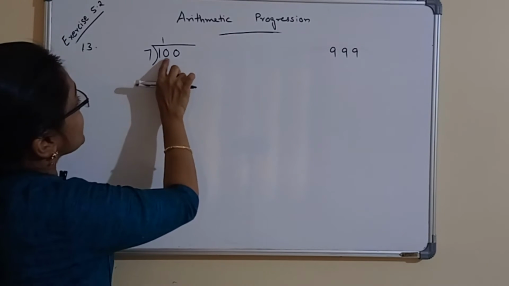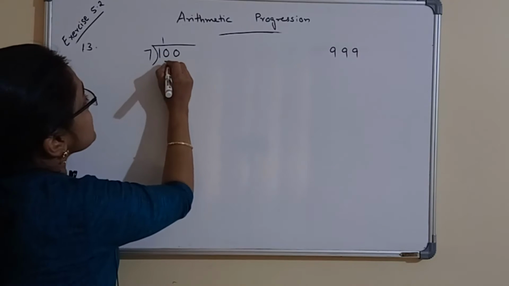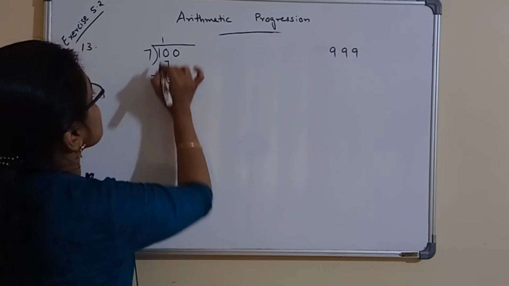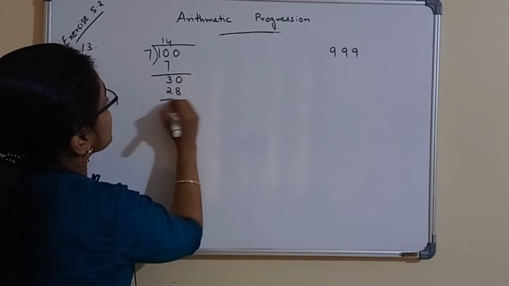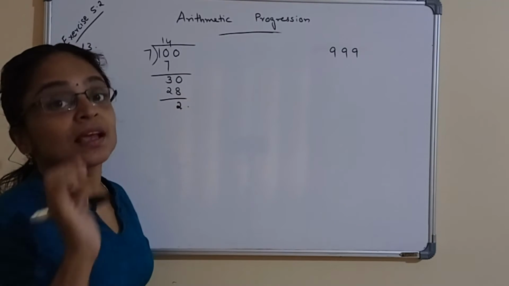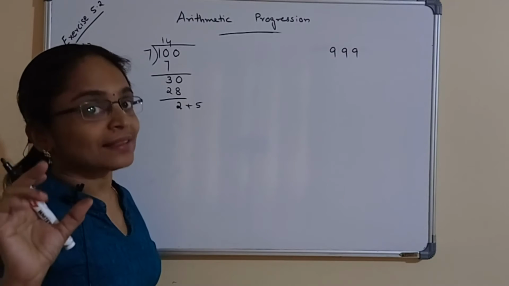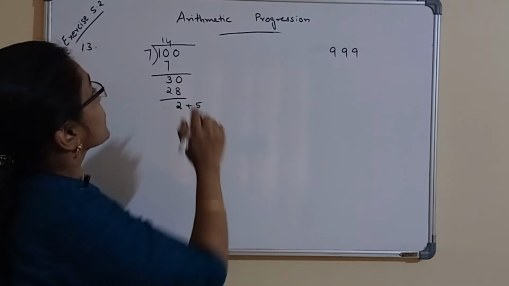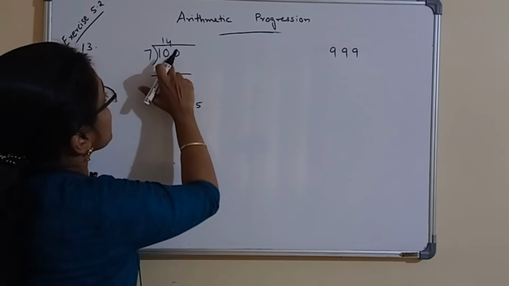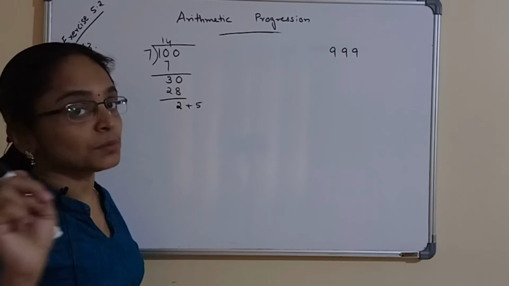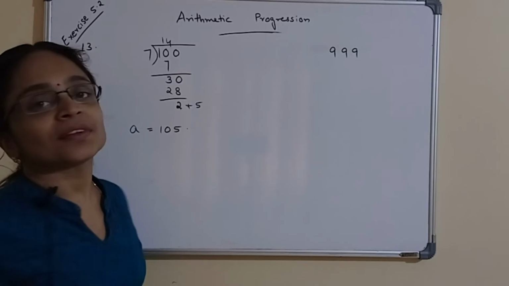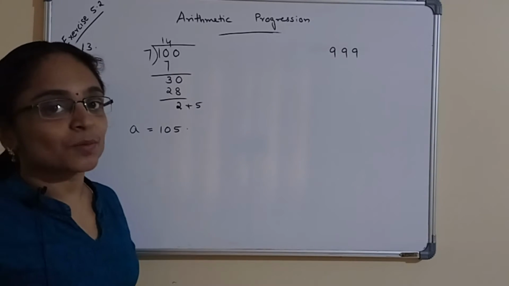So 100 by 7: 10 by 7 is 1, then 7, 3 remainder. Now we have 30. 30 divided by 7 is 4, 7 fours are 28, 2 remainder. So this remainder is 2, which means we have to add 5 more to get the quotient as 1 more, right? To get the quotient as 15, we have to add 5 more. That is, to make this number divisible by 7, we have to add 5, which means the first term of this AP is 105, right? Because 105 is divisible by 7.